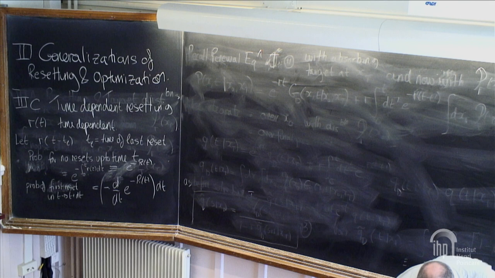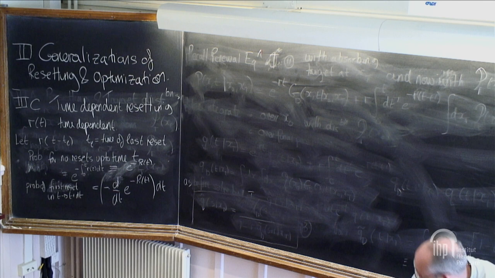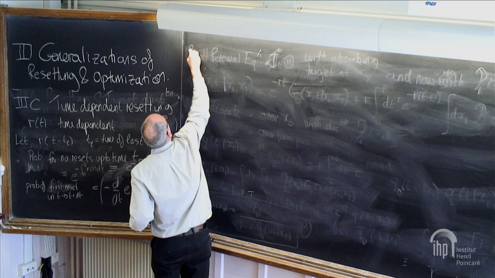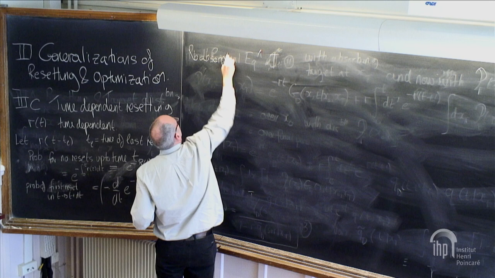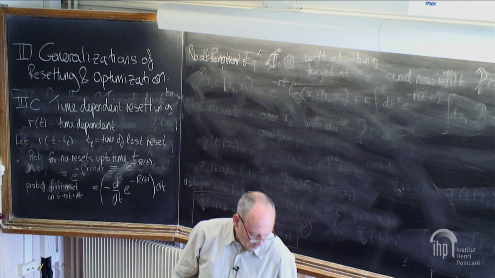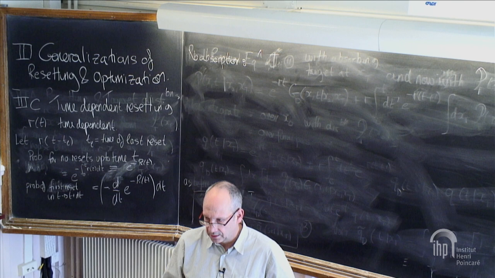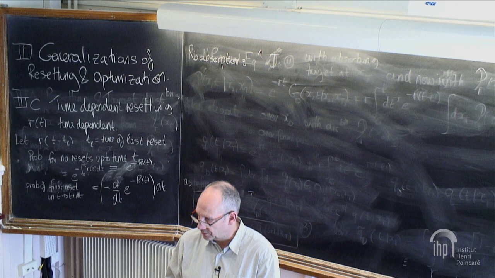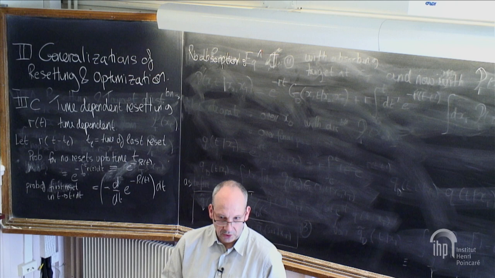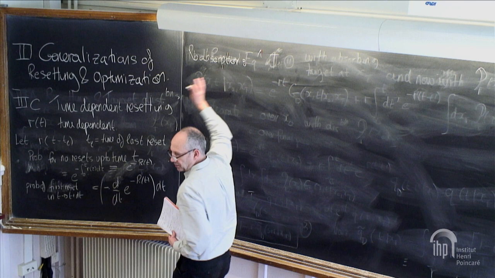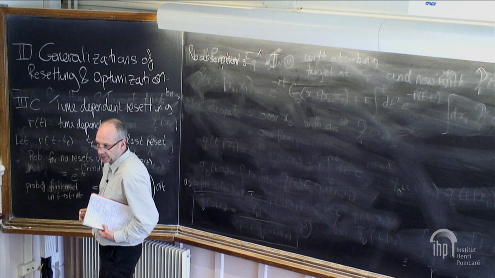So first of all, let's consider the case of no absorption. Forget the absorption. We're just thinking of resetting. We know if there's no resetting, there's no stationary state. It's just a Gaussian distribution that spreads out. And we've seen that if we have constant rate resetting, then we get the exponentially decaying distribution. So when will we get a stationary distribution? What are the conditions on this function r to get a stationary distribution? That's the first question.